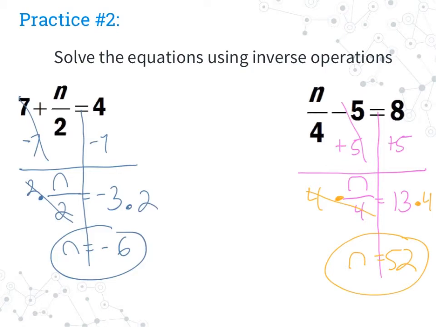All right, how did you do? Were you able to get the same answers that I got, negative 6 and 52? If you did, great. If not, go ahead and take a look at my work, see where your mistake may lie, and then fix the problem. And let's go on to the next example.